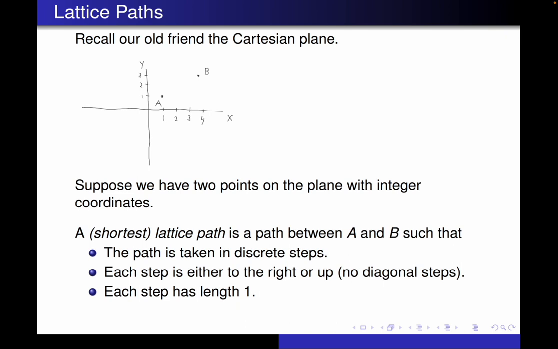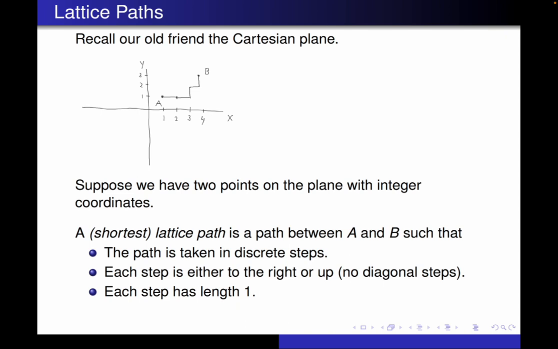So for instance, here is our coordinate setup, and you can see that A is at the point 1, 1, and B is at the point 4, 3. So one way to get from A to B in the shortest way possible by taking discrete steps of length 1, either right or up, is you can start by taking a step to the right from A. You can see that little step to the right there. We can take another step to the right. We can take a step up. We can take another step to the right. But now we have to take a step up to get to B. That is one example of a shortest lattice path from A to B.